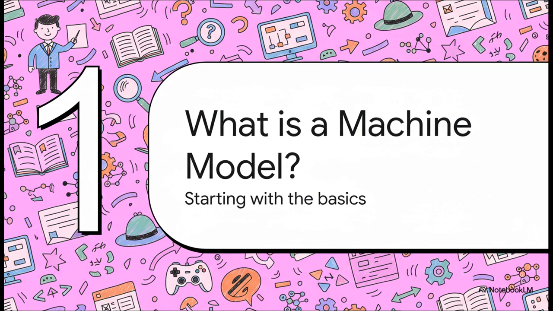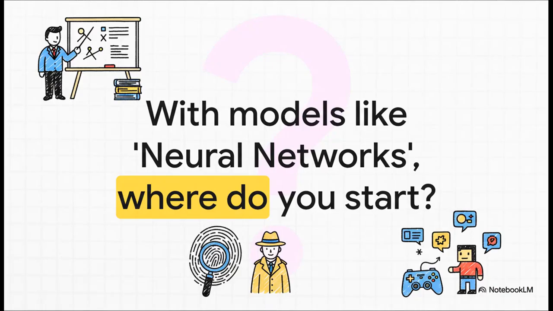Okay, first things first. What in the world is a machine learning model? Before we can get into all the different types, we've got to be on the same page about what we're even talking about. I'm sure if you've looked into this stuff at all, you've been hit with a flood of crazy names like neural networks or random forests. It's a lot, right? It can feel pretty overwhelming. So the big question is, where do you even begin to make sense of it all?